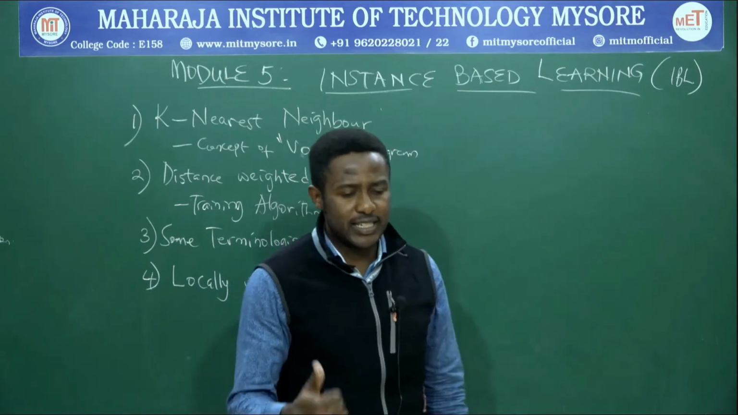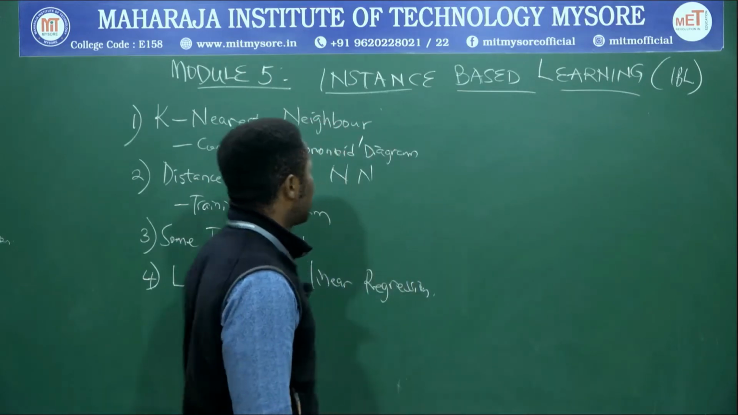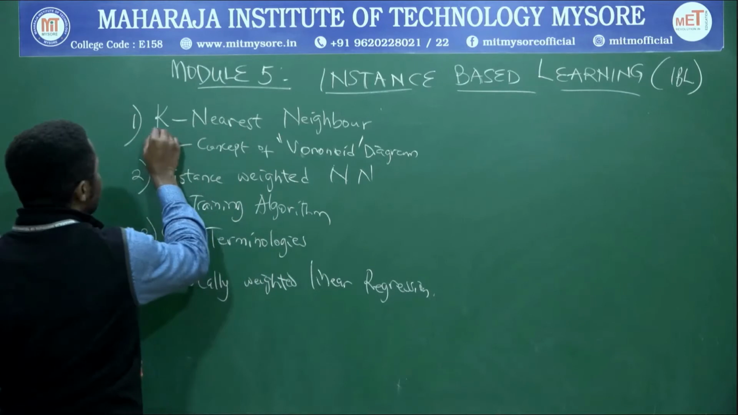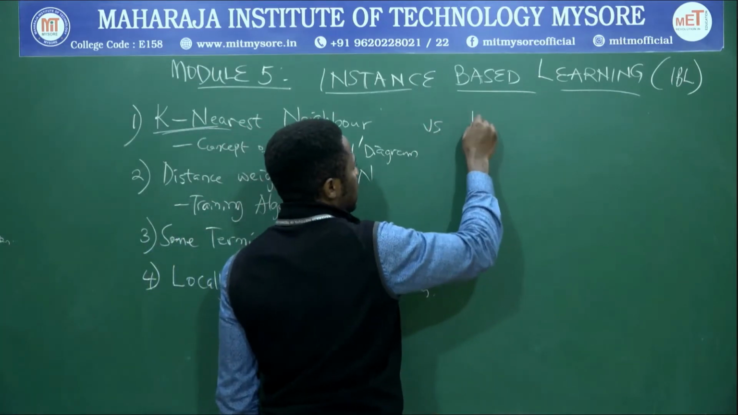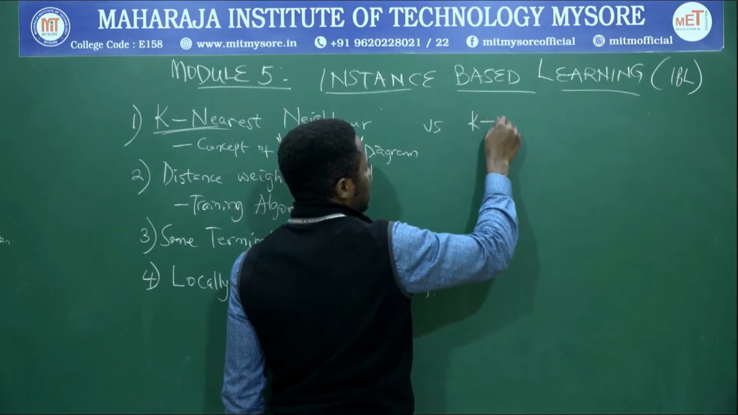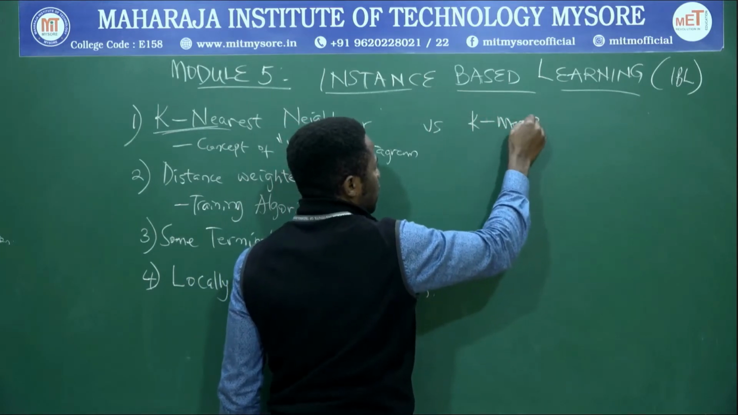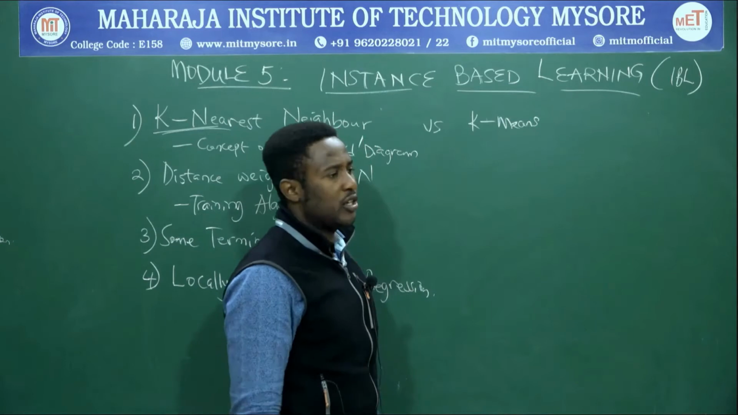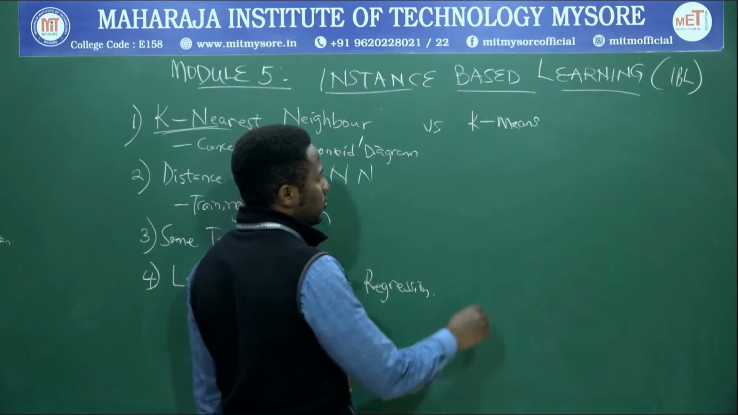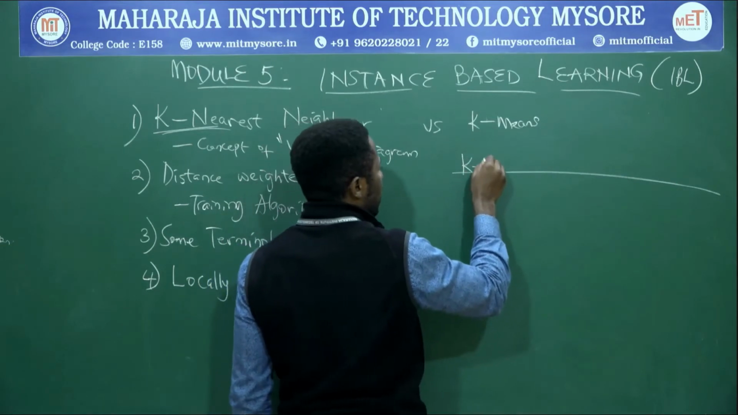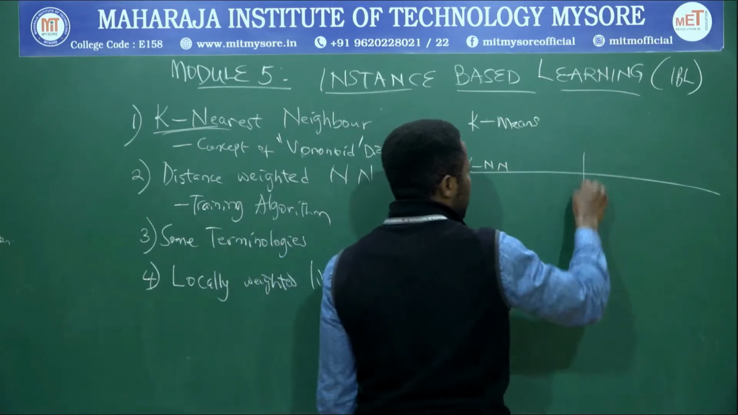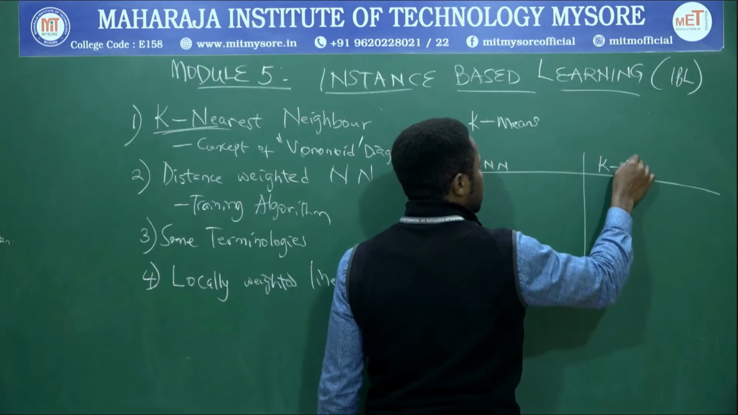So if you look at this, something that comes to our mind is, what is KNN actually, and how is KNN different from K-means? This is an obvious question which we need to address. So before we start, let's try to differentiate between the two. So there we go, we have KNN, and here we have K-means.